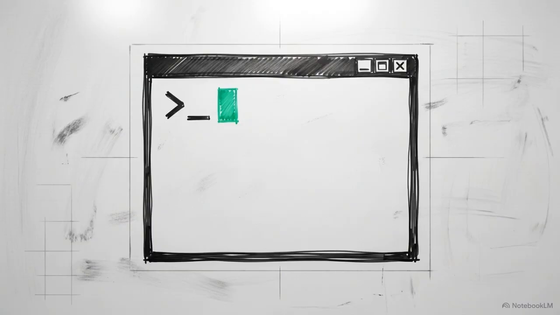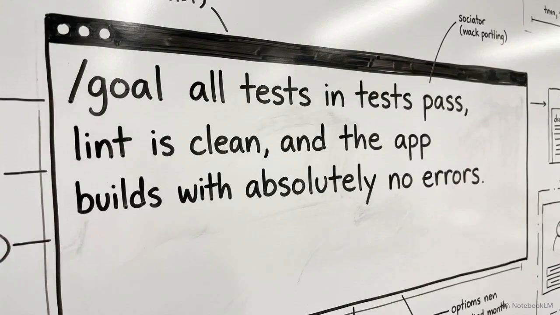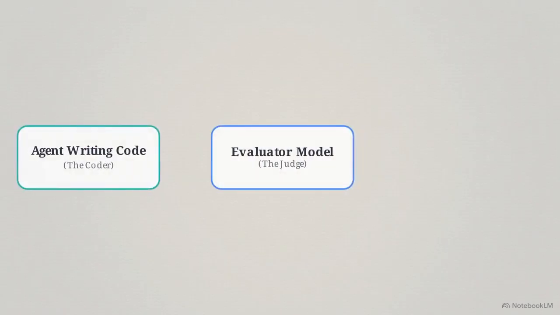Instead, use the goal command in the terminal. Simply type /goal, all tests in tests pass, lint is clean, and the app builds with absolutely no errors. This diagram shows the logic behind that command.